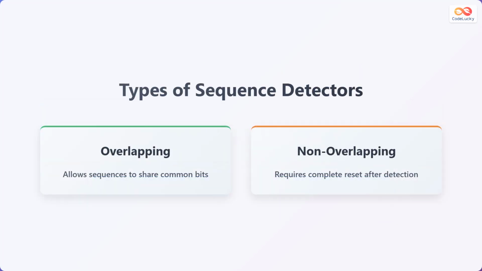Sequence detectors come in two main flavors: overlapping and non-overlapping. In overlapping sequence detection, sequences can share bits. For example, if you're looking for the sequence 101 and the input stream is 10101, the detector would recognize two instances of the sequence because they overlap. On the other hand, non-overlapping detectors require a complete reset after a sequence is detected. Using the same example, a non-overlapping detector would only find the first 101 and then reset, ignoring the overlapping 01 at the end.